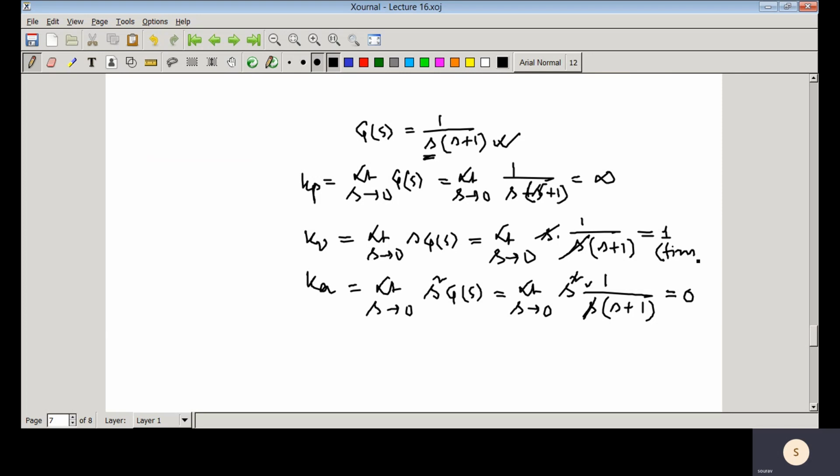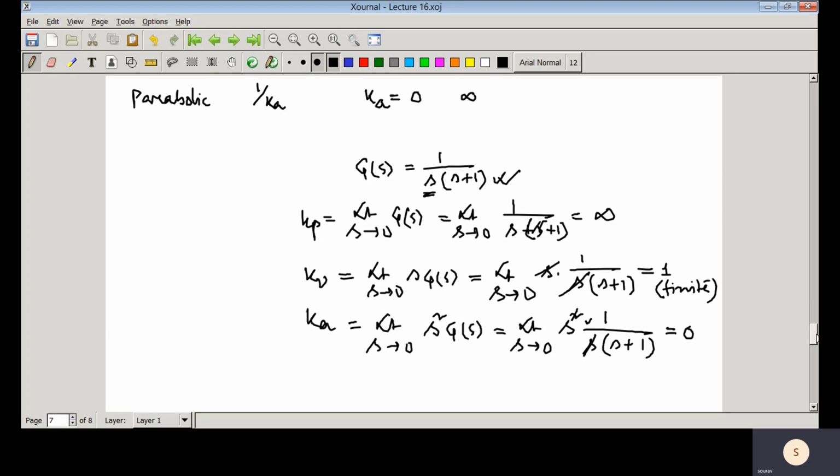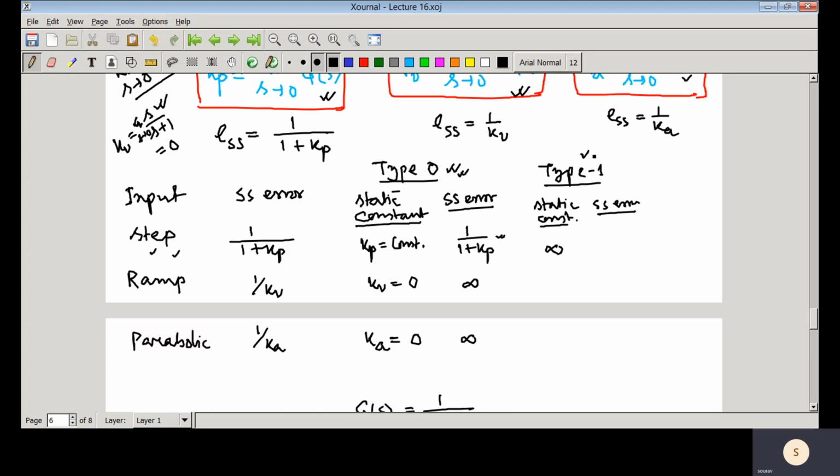So that means in case of a type 1 system, once you change the type of that system, if you introduce one integrator, one pole at origin, then you can see how the static constant is varying. So Kp in this case, step response, it is infinity. And just now we have seen that Kv, velocity constant, is some finite value. And Ka you will get equal to 0. So now what is the steady state error? Because in case of step input, the steady state error formula is 1 by 1 plus Kp. So 1 by infinity means it is 0.